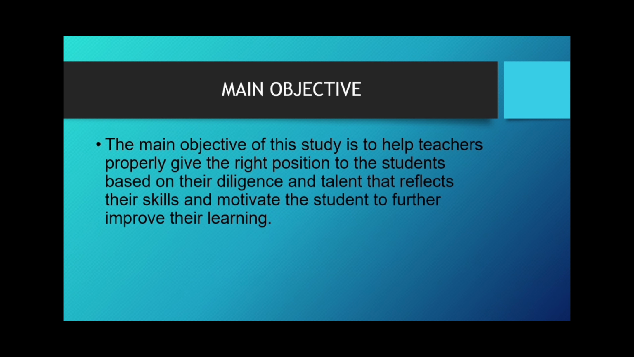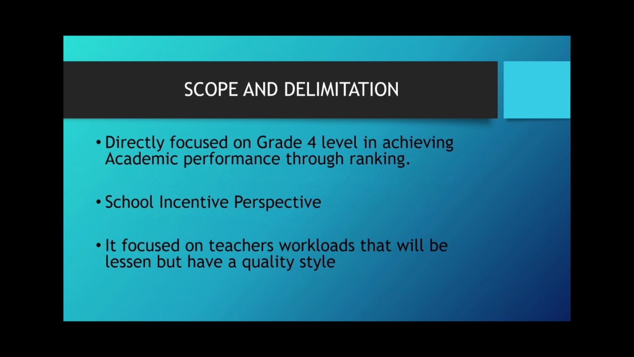And we have the main objective, which is to help teachers properly give the right position to the students based on their diligence and talent that reflects their skills, and motivate the students to further improve their learning. And also, this study directly focuses on the grade 4 level and achieving academic performance through ranking, from a school incentive perspective. It focuses on teachers' workloads that will be lessened but with quality.